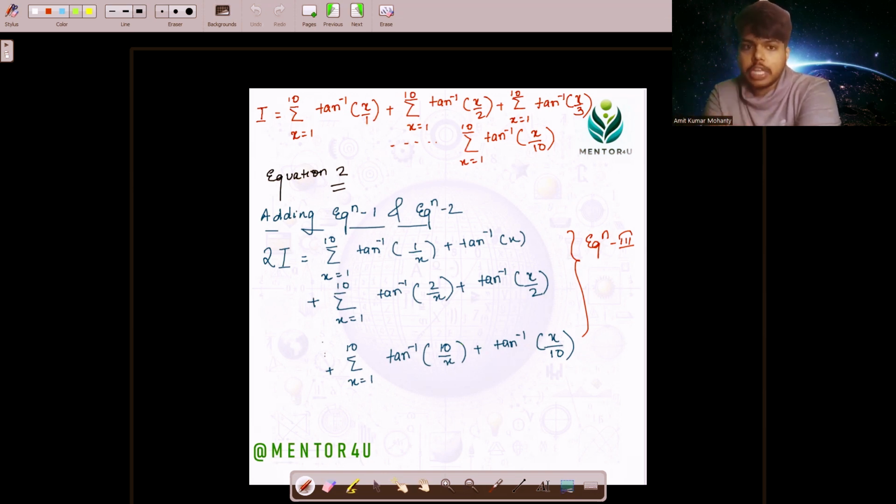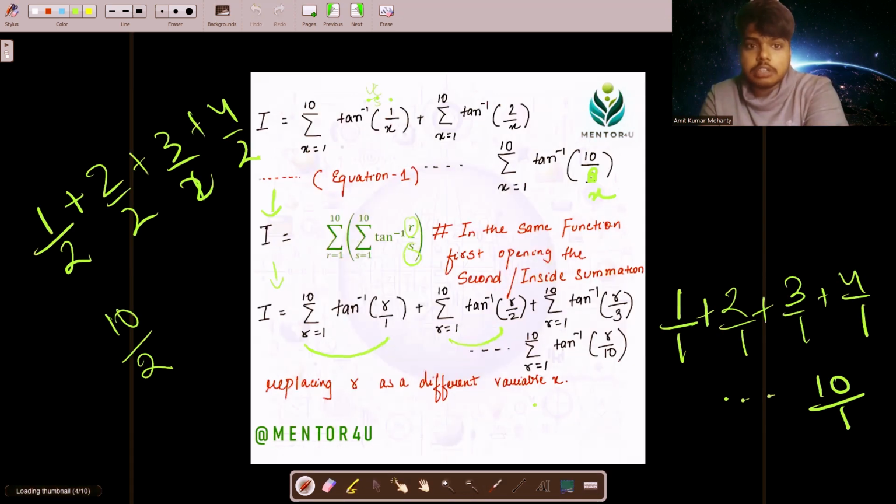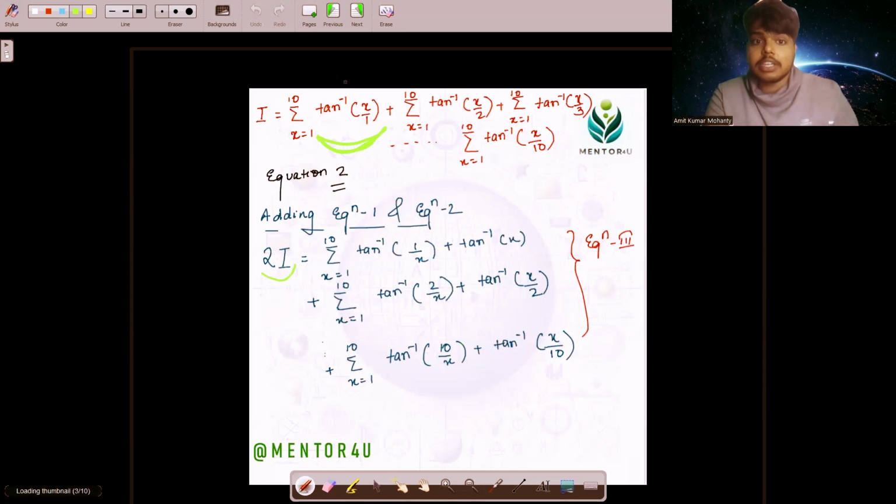Now, let's add both of the equations. So I plus I will be 2i. Now, in the right hand side, what will happen? Look into each summation. Let's look into the first equation. What is the first term? Tan inverse 1 upon x. And what is the second term in the first equation? Tan inverse x upon 1. So if I put the summation together, it will look something like this: tan inverse 1 upon x plus tan inverse x.